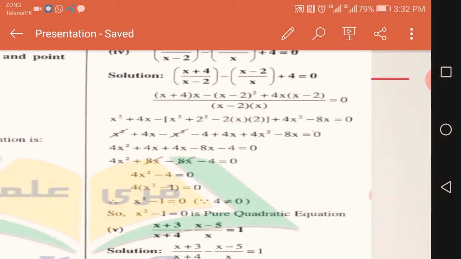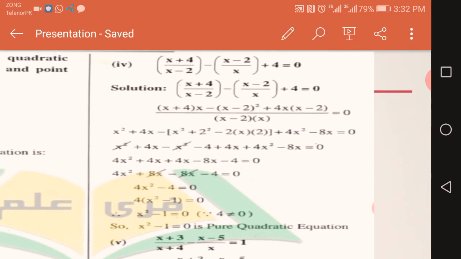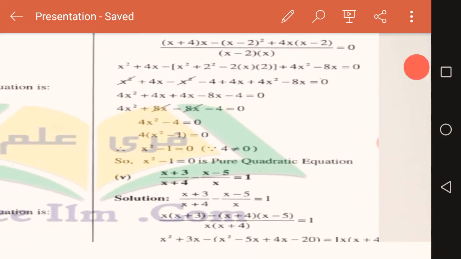In part 4, look at part 4. Because this is also a rational equation, we take its LCM and solve it. We know how to solve it. If you find any kind of difficulty in solving the equations, you can ask me freely. So after taking the LCM and solving, we get 4x square minus 4 is equal to 0. And then taking 4 as a common factor, x square minus 1 is equal to 0.